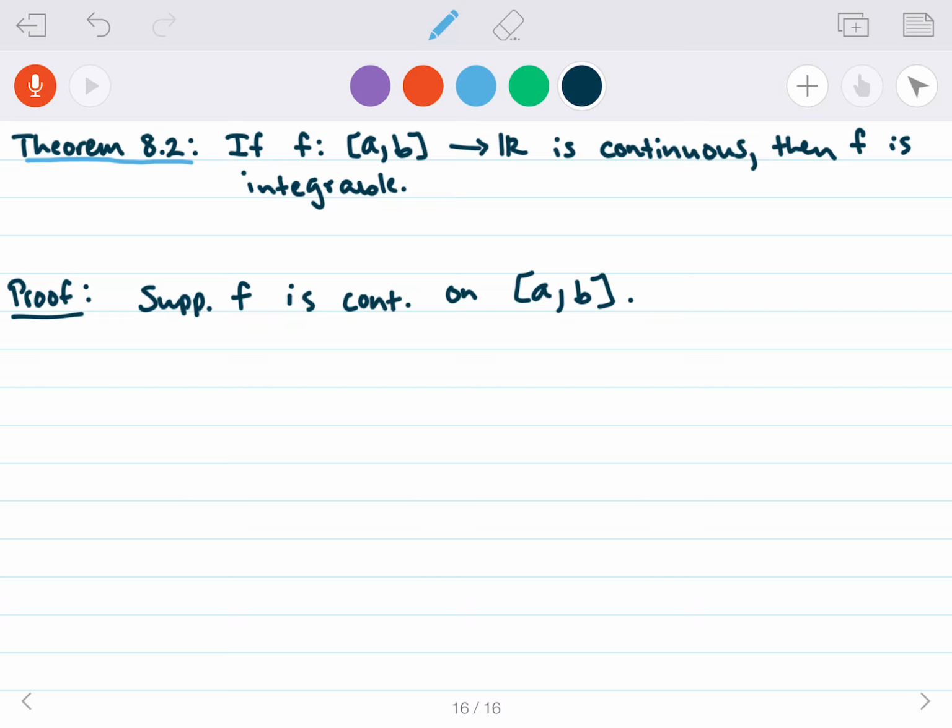Well, [a, b] is a compact interval. It's a closed and bounded interval. And so we can appeal to the extreme value theorem to say that f has to be bounded. We need boundedness to even say that something could be integrable. So since f is continuous on a closed and bounded interval, by the extreme value theorem, it follows that f is bounded on [a, b].